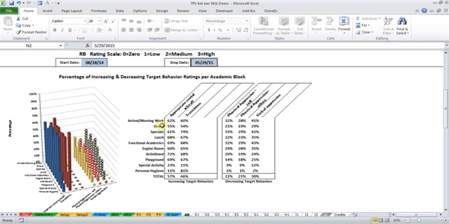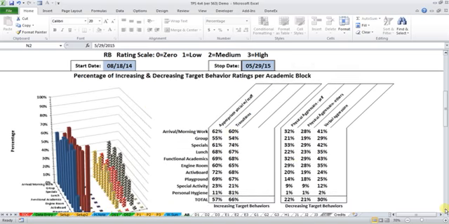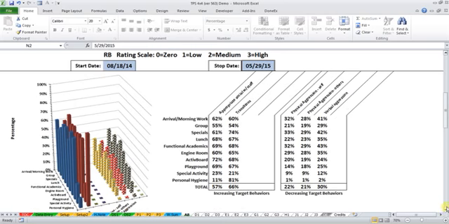Percentages mean percent of possible points. There's 100% possible points because it is percent. Okay, so it's percentage of increasing and decreasing target behaviors, and I'm going to make that a little bit bigger again, because I really would like to show it so that you can read it. Percent of 100% possible, because percent is always 100% as the maximum.